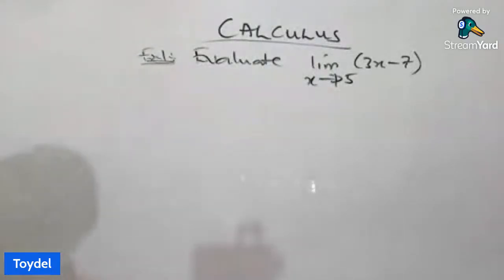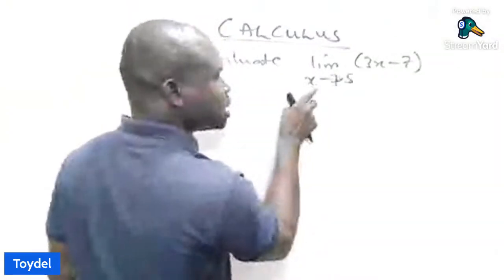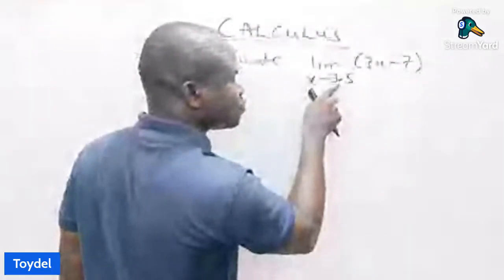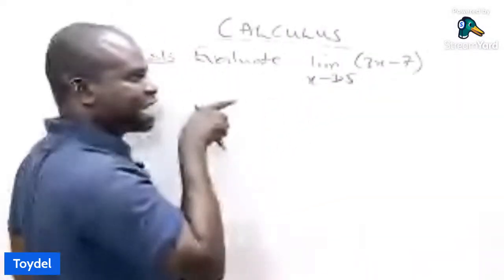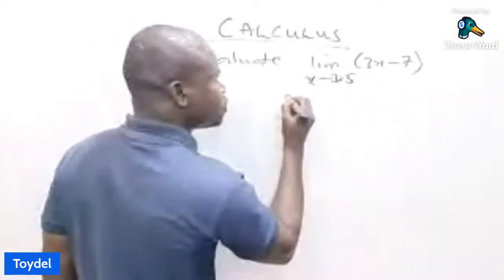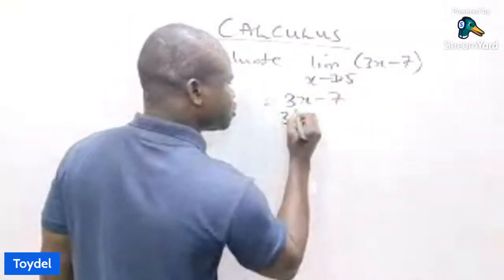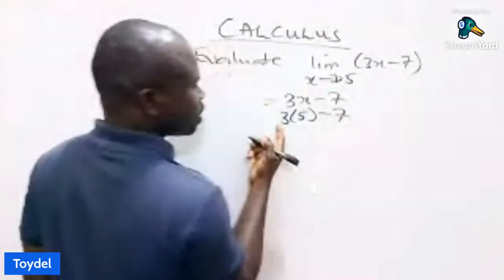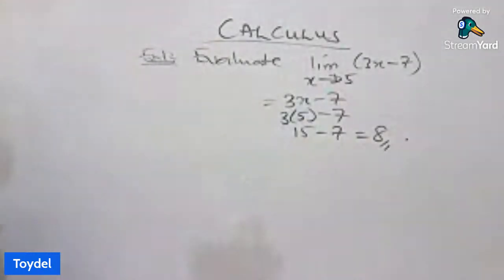It's very simple. Don't bother yourself. When you see limit as x tends to 5, it simply means that you substitute x equal to 5, because x tends to 5 simply means as x approaches 5, either from left or right. So this is what we're going to write. This will go to 3x minus 7. When x approaches 5, that will be 3 into bracket 5 minus 7. What is 3 times 5? 15 minus 7, and that will be 8. So without doing any working, you can just look at the question and get your answer.